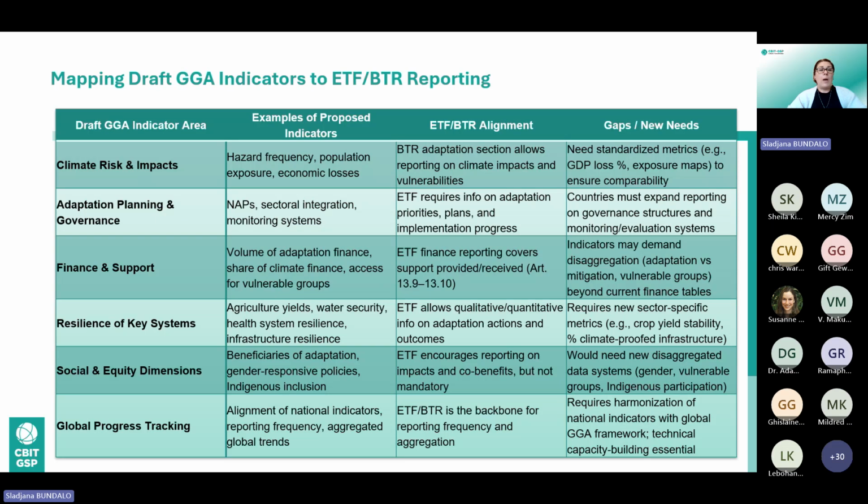Just at the end, one interesting table for you in the context of reporting your adaptation in the BTR, since this is very challenging for many countries. This is a framework where I have put the draft global goal on adaptation indicators in the context of ETF or BTR reporting requirements. I will not go through all of this, but here you have side by side the global goal on adaptation indicator areas or sectors, some examples of proposed indicators, and ETF potential alignment, and gaps and needs for alignment with the ETF framework and the adaptation BTR section.